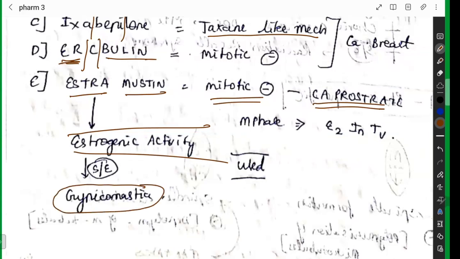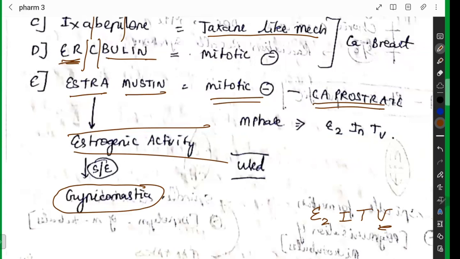Now remember, M phase inhibitors. What are the drugs we have read? Two starting with E, estramustine and eribulin. Then one starting with I, that is ixabepilone. Then we had the taxane group of drugs. Then we had the vinca alkaloids. So what are the five drugs which we read under the heading of M phase inhibitors? Number one, vinca alkaloids.